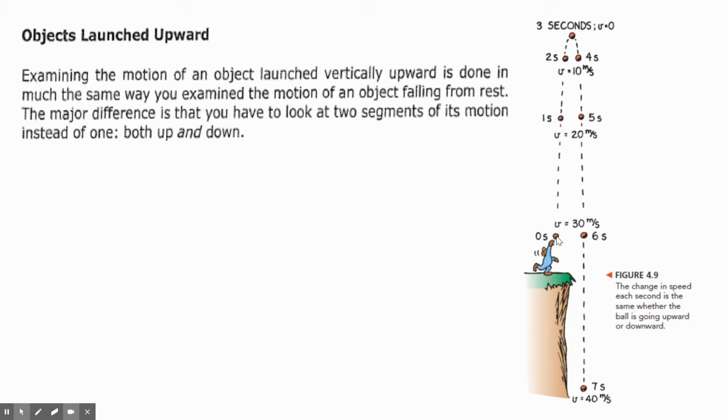Then at the location from which you launched it, it was 30 meters per second at 0 seconds. At 6 seconds, it is also 30 meters per second. That is the speed. However, the magnitude is the same, 30 meters per second, but the direction is downward here and upward here. And then finally, at 7 seconds, the ball is at 40 meters per second down. Okay, and look at the symmetry.